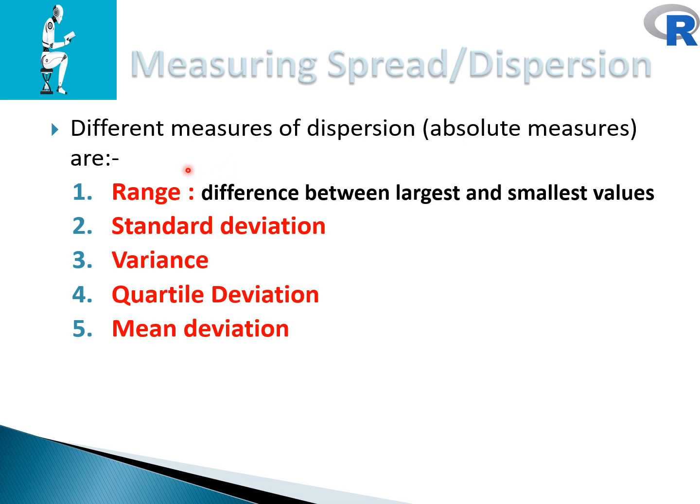To know the dispersion values, we have 5 different measures: range, standard deviation, variance, quartile deviation, and mean deviation. The first one is range. Range is the difference between the largest and smallest values. If you have a data distribution with 5 values, you choose the smallest value and the biggest value, and find the difference to know the range of the corresponding data distribution.